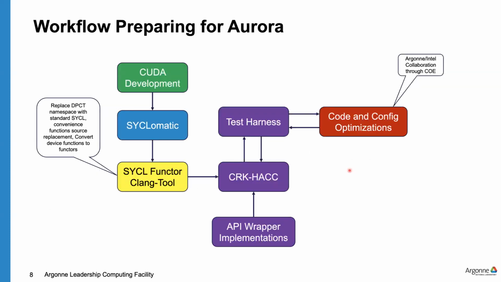So our work for preparing for Aurora looks something like: we have active CUDA development. We run through SYCLomatic. This is a migration tool I'll talk about in just a second. We have a SYCL Functor tool that is Clang based, and I'll give some more information about that. And that is basically what turns our kernels, gives a source code to be able to plug into the main simulation code.